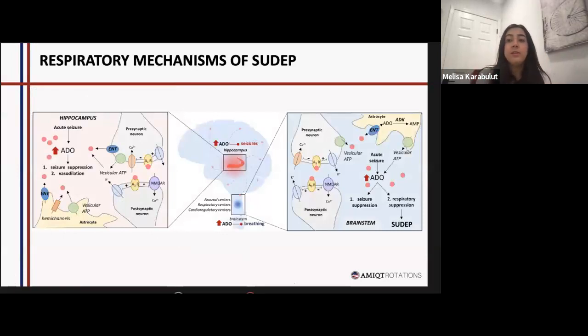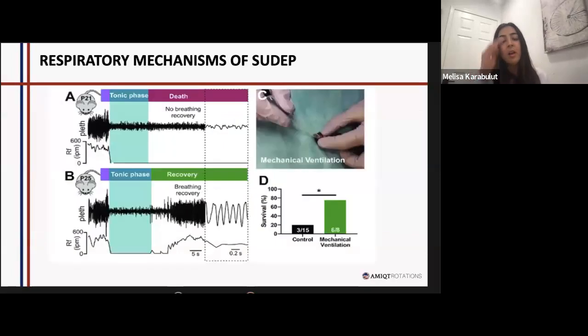The image shows the adenosine hypothesis of SUDEP. In the hippocampus, the adenosine surge is important for seizure termination and vasodilation, whereas in the brainstem, the adenosine surge can suppress respiration, breathing, in addition to seizure suppression. So, for example, if a seizure occurs, adenosine can cause seizure suppression, or in contrary, respiratory suppression that can cause SUDEP. This picture shows actually a study that could be life-saving in the future.